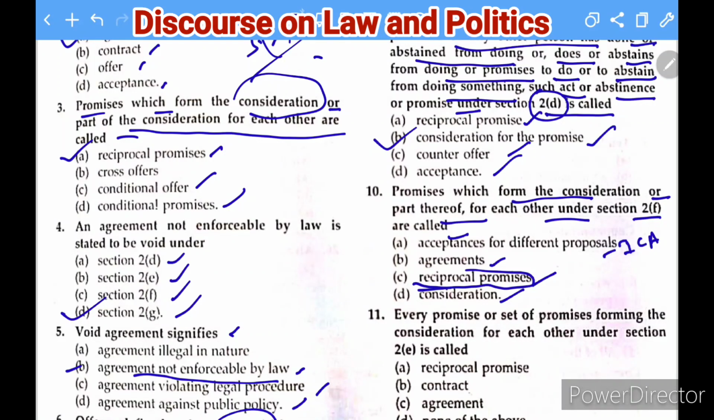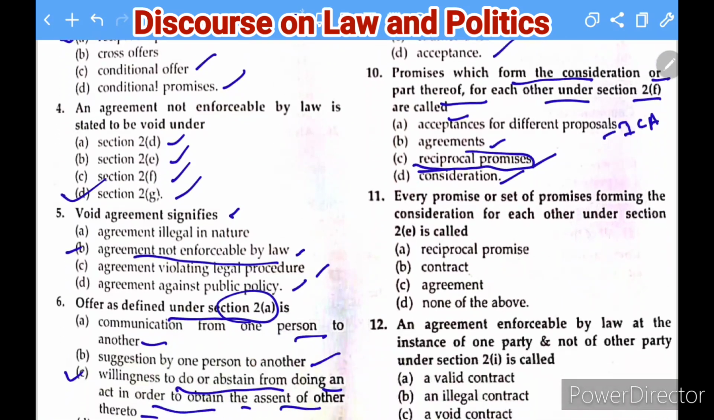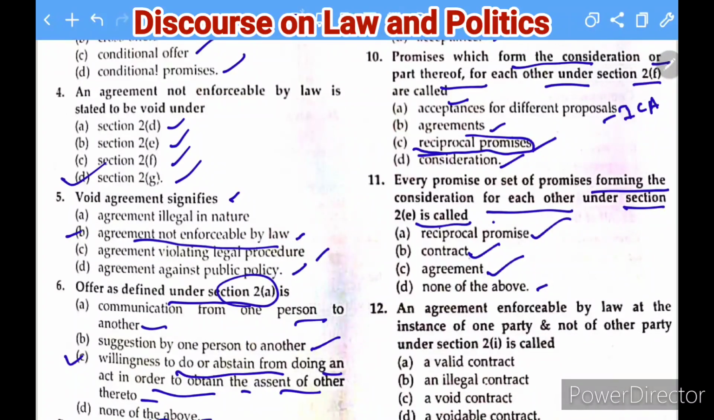Okay. Moving to the next question. Every promise or set of promises forming the consideration for each other under section 2e is called. The options are: A, reciprocal promise, B, contract, C, agreement, and D, none of the above. Give your answer immediately through the comment box. I am waiting for your response.